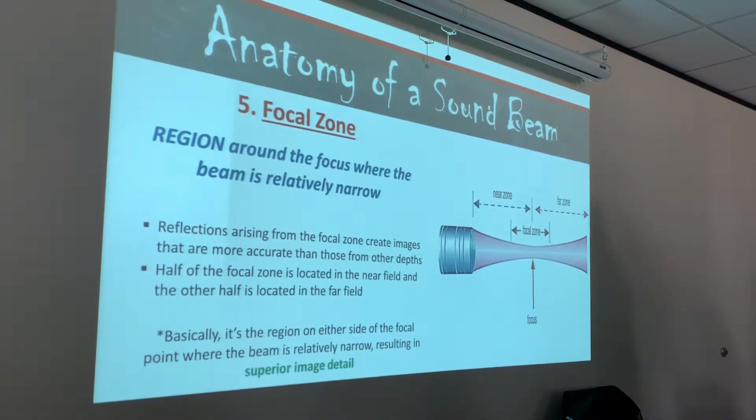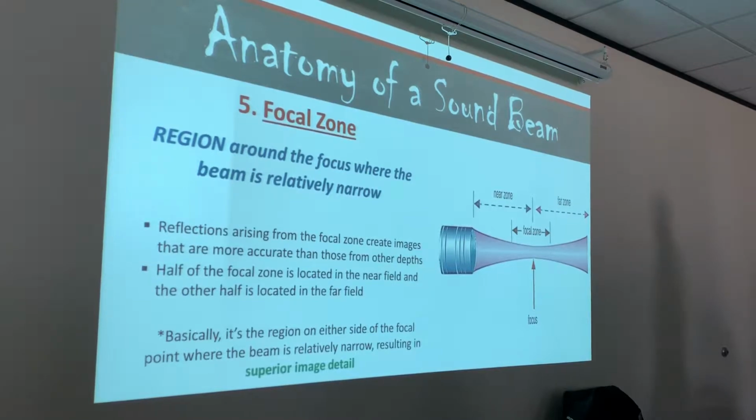Reflections arising from the focal zone create images that are more accurate than those from other depths. Of course it is, because that's why our beam is narrow there. We're going to get great lateral resolution in this area. So of course it's going to provide us with more accurate imaging.